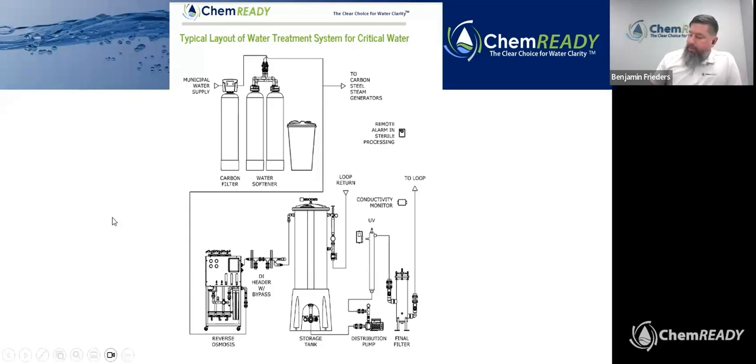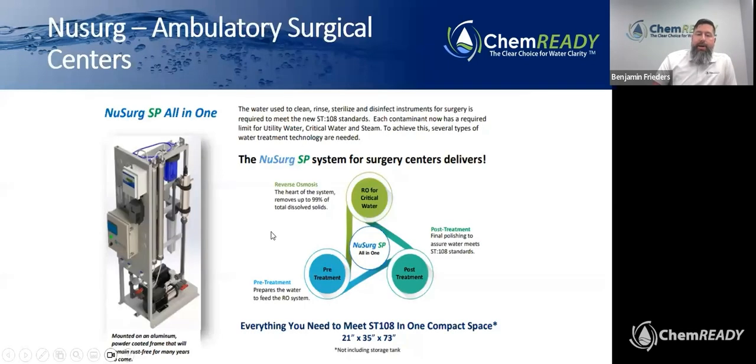So as I mentioned, this was a typical hospital system. I know the people that work at ambulatory surgical centers are saying there's no room for that. There's no way we can even afford nor space all of these pieces of equipment. Well, there are pieces of equipment out there. GetChemREADY is a supplier of one.